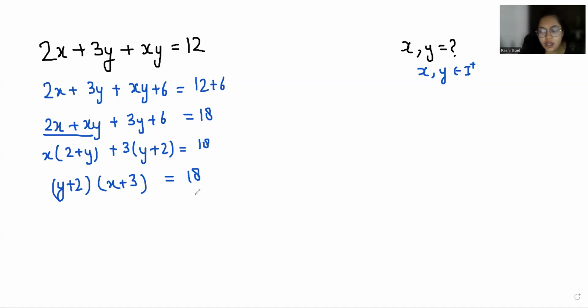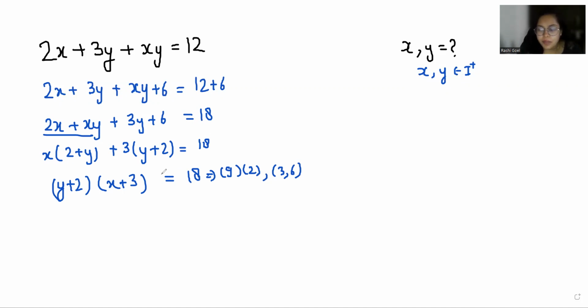Now the factors of 18 are, we can write 18 as 9 times 2 or 3 times 6. 1 times 18 and 18 times 1 also exist, but they give us negative values. And here x and y belong to positive integers. So we'll substitute some values one by one and then check our set aside values.